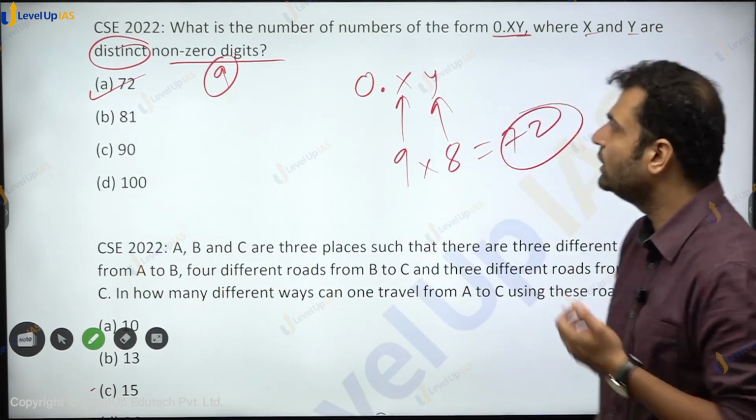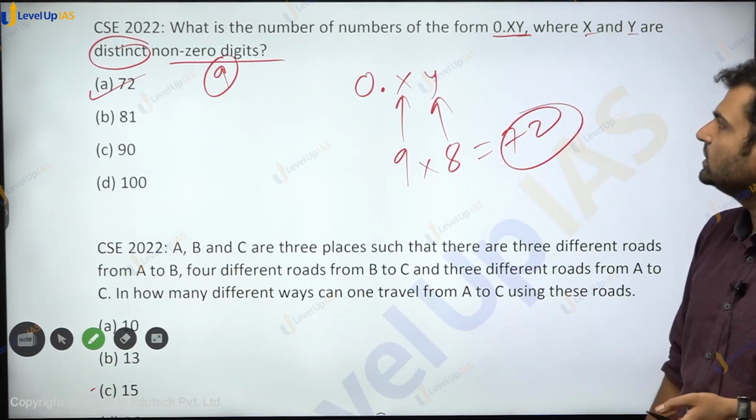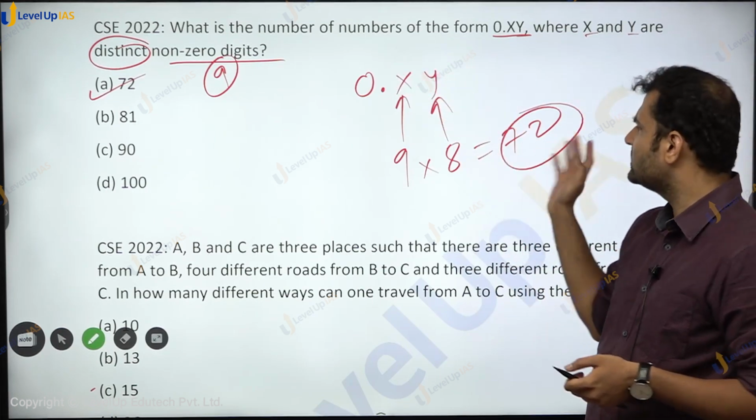Again, this is CSE 2022. It is not an old question. These are not old questions. What is the number of numbers? It is 72.